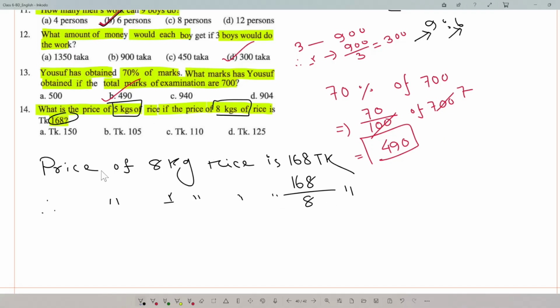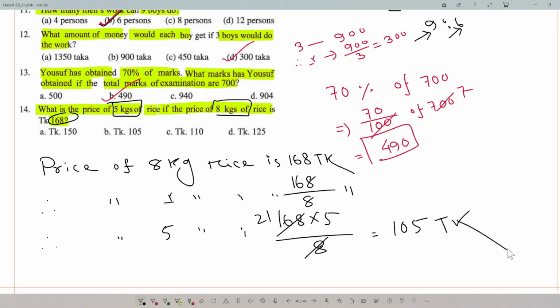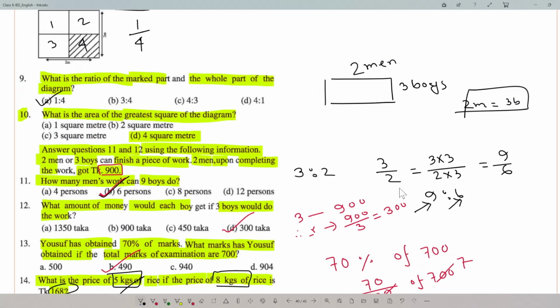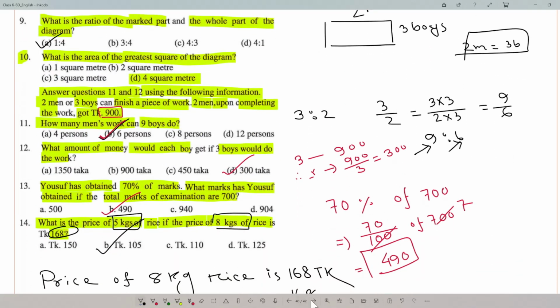Now we will find out 5 kg rice: 168 times 5 divided by 8. So 168 divided by 8 is 21. Now 21 times 5 is 105 taka. So our answer is number B. This is 105. Okay, so very simple. 14 question answer we have tried to solve.